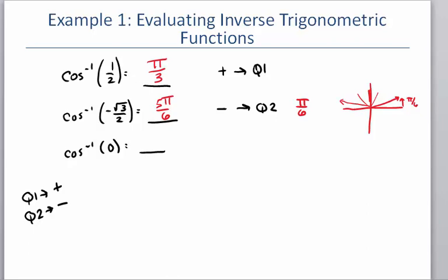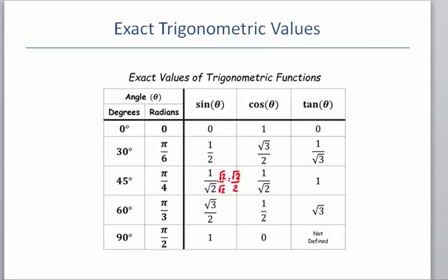All right, and our last one, we want a place where cosine is equal to 0. We see that that's here at the bottom, and the corresponding angle would be pi over 2.